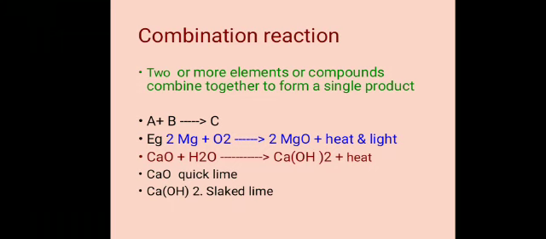Such reactions are known as exothermic reactions. The reactions in which heat energy is produced are known as exothermic reactions. So this reaction is an example of an exothermic reaction. Now calcium oxide, or CaO, has one more name, that is quicklime. That is the common name. CaO is also known as quicklime and Ca(OH)2 is also known as slaked lime.